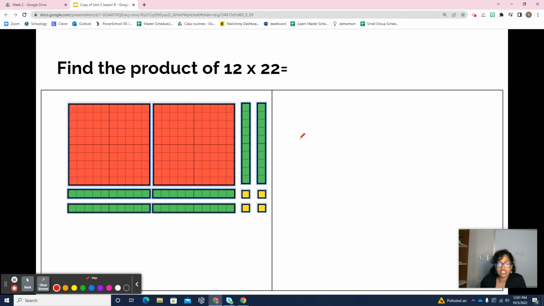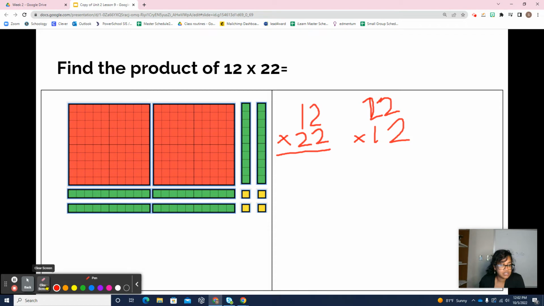Now I'm going to show you how to do this without base 10 blocks and using a strategy that we call Chapter A, Chapter B, or Part A, Part B. When we are doing multiplication, we are going to write this like this: 12 times 22. We can either write it that way or we can write it this way as well: 22 times 12. Either way will work, right?